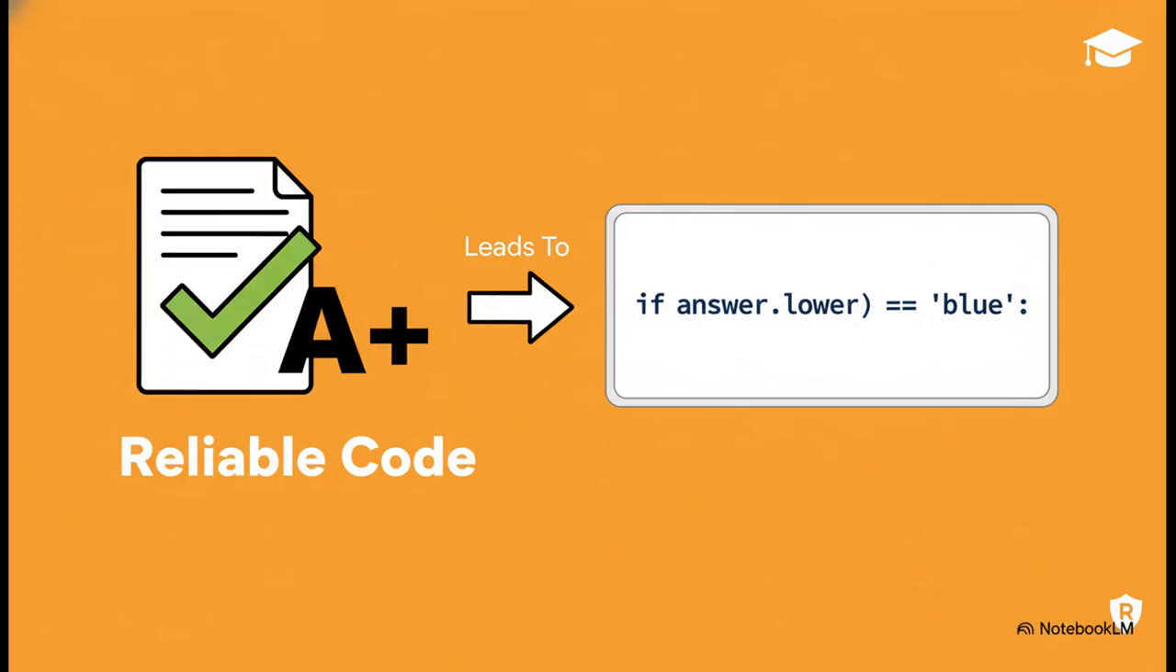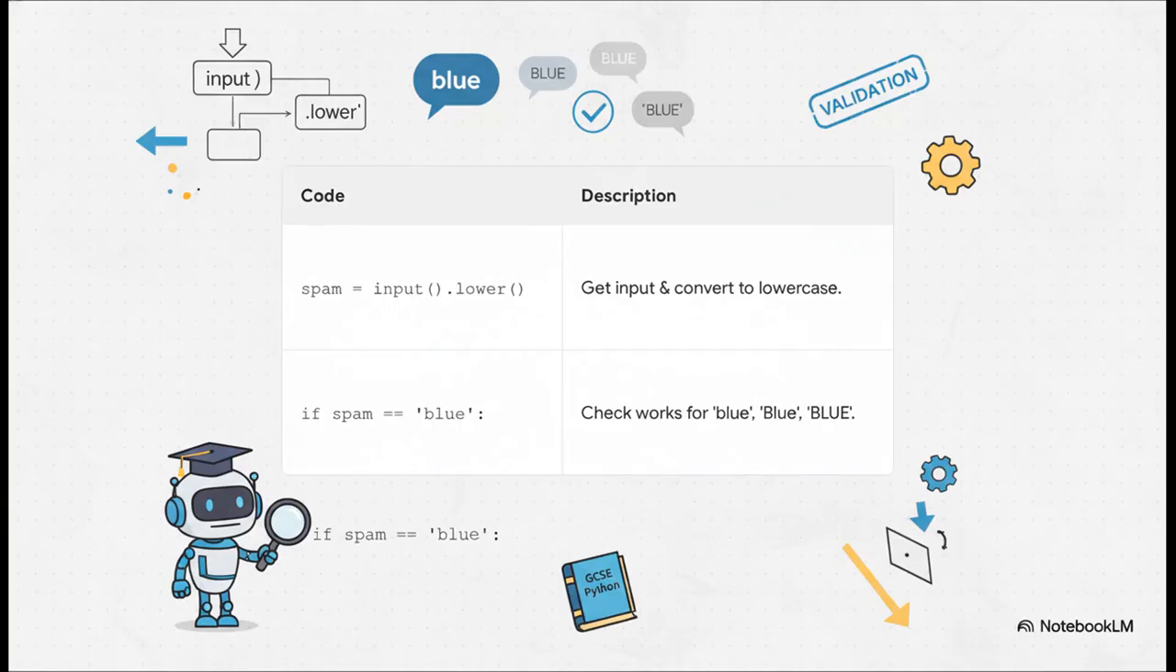Okay, but why is this so useful? Well, here's a classic exam scenario. Using .lower makes checking what a user has typed in so much easier and makes your code way more reliable. This little trick is a lifesaver. See how we've tacked .lower right onto the end of the input function? That means whatever the user types, it gets converted to lowercase instantly. So now, we don't care if they typed blue, Blue, or even BLUE, our if statement will catch it every time.